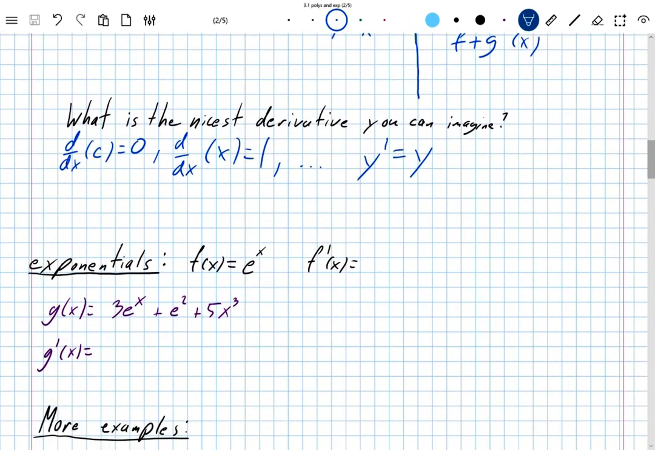E to the x, why did they make me learn so much about it? It turns out it shows up everywhere. And one of the reasons it shows up everywhere is because it's its own derivative. It's its own derivative. So let's think about that for just a second.